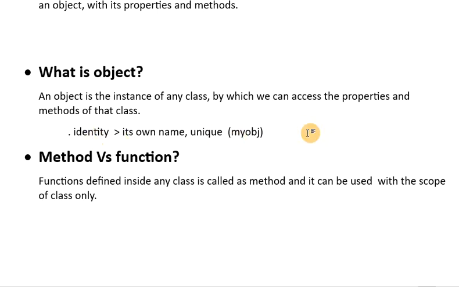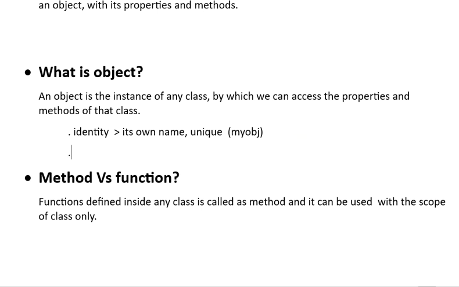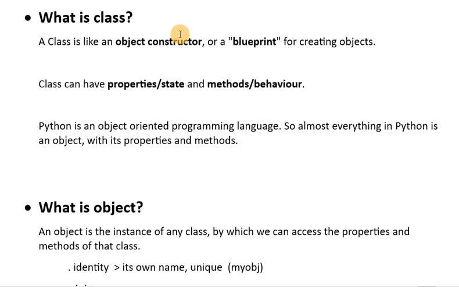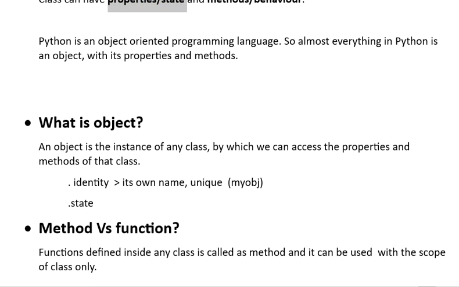The second point of the object is state. Every object will have its own state. So what does state mean? State means it can access all the properties of the class that we have defined. At the time of understanding class we saw that state is also known as the properties. So with the help of the object we can access the properties of the class, and those properties are known as the state of the object.